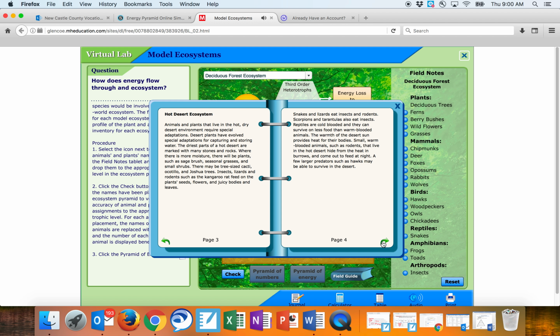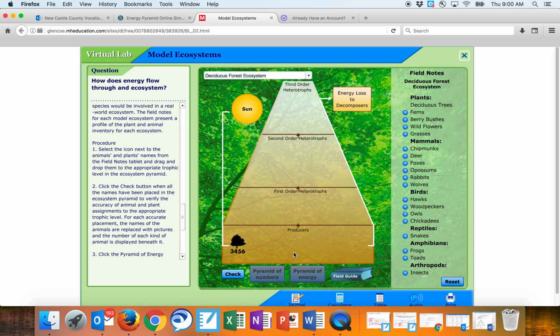Once you have everything on your pyramid, these buttons down here will open up. And you can find out how many of each there are, like how many producers total, how many heterotrophs total, so a pyramid of numbers. You also will get the pyramid of energy, like how much energy is available at each level. And those are going to be important because the worksheet that you're going to complete is going to ask you for that information. So let me pull that up so you can see.